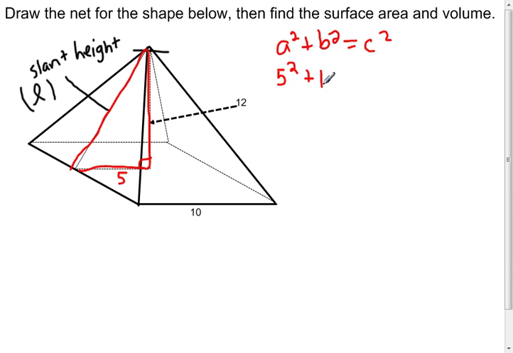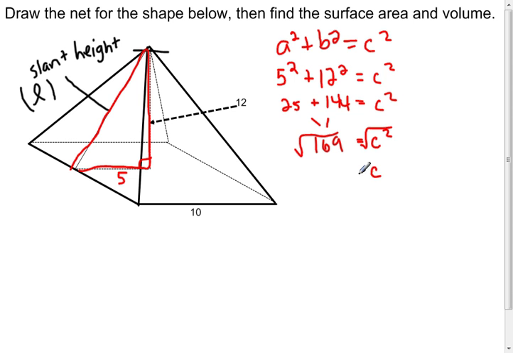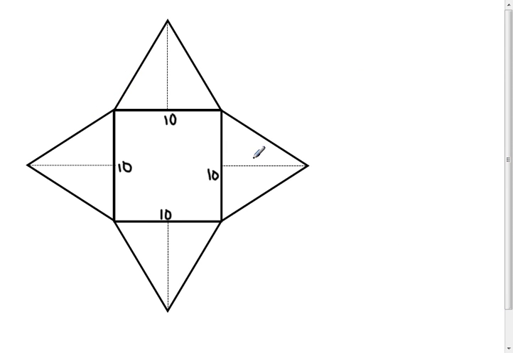So 5 squared plus 12 squared equals c squared. 5 squared is 25. 12 squared is 144. We add these two together, we get 169. Then we square root both sides, and the square root of 169 is 13. So that means that this side here is 13 units long. Let's go back to our net, and we're going to label all of these as 13. So 13 here, 13 here, 13 here, and 13 here.